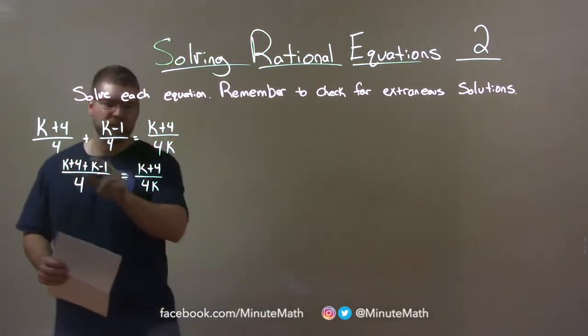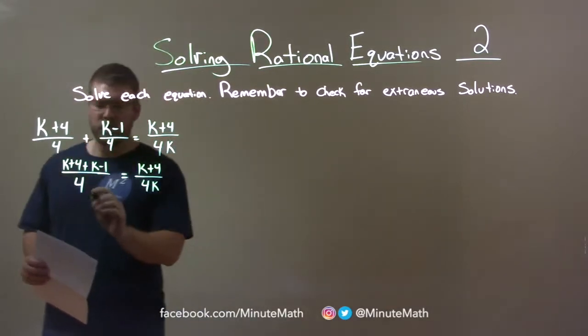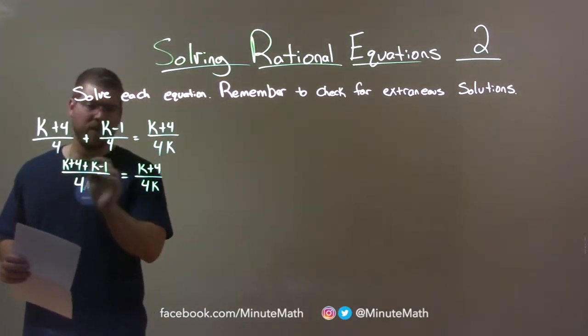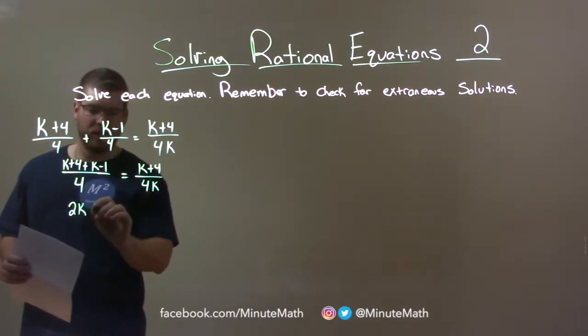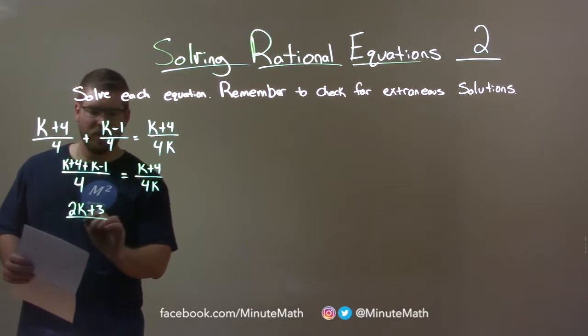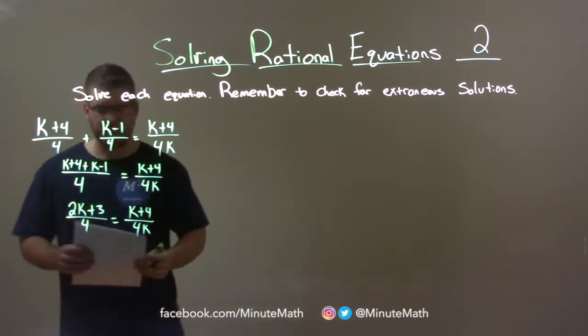Now, keep going. Let's simplify what we can up here. We have k plus 4 plus k minus 1. So k plus k is 2k, and then 4 minus 1 is 3. So a positive 3 over 4. And now we have k plus 4 over 4k.